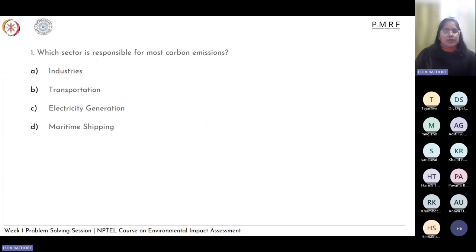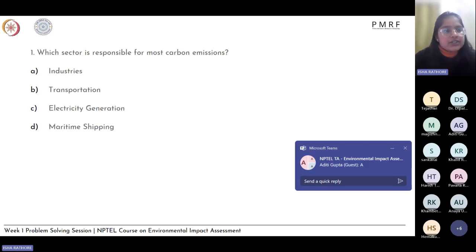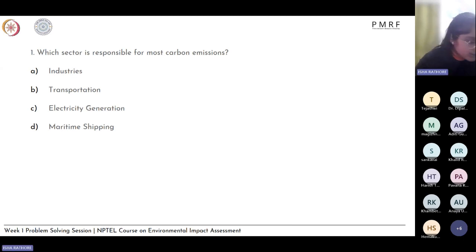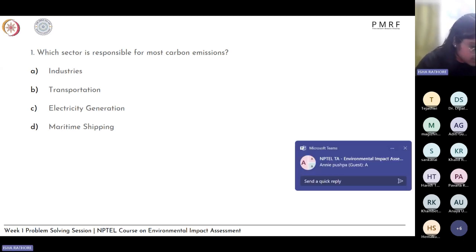Okay, so moving on to the next question, which is from week 1 of last year's previous course run. Which sector is responsible for most carbon emissions? A, industries, B, transportation, C, electricity generation, or D, maritime shipping? Okay, so we have answers coming in. We have A, we have C, okay. Oh, we have "all" as well.